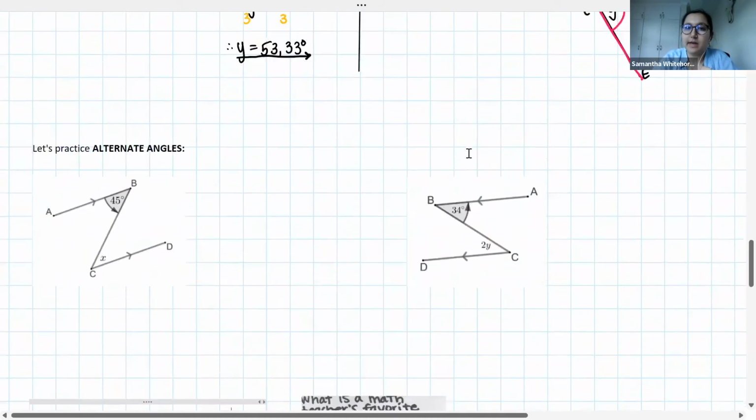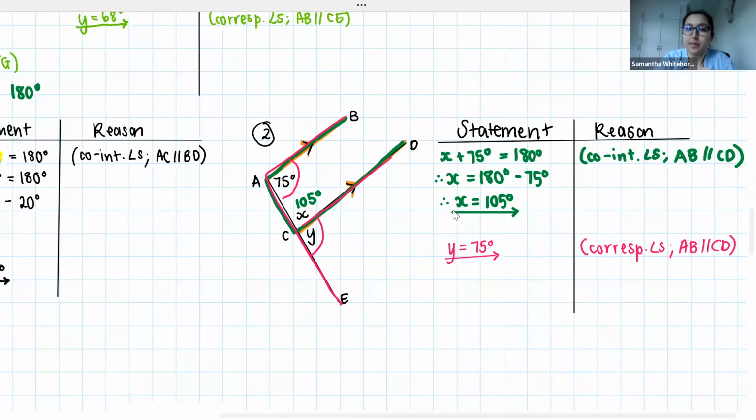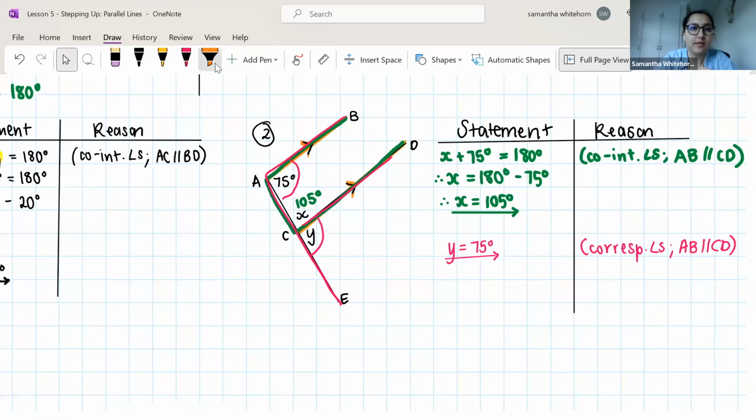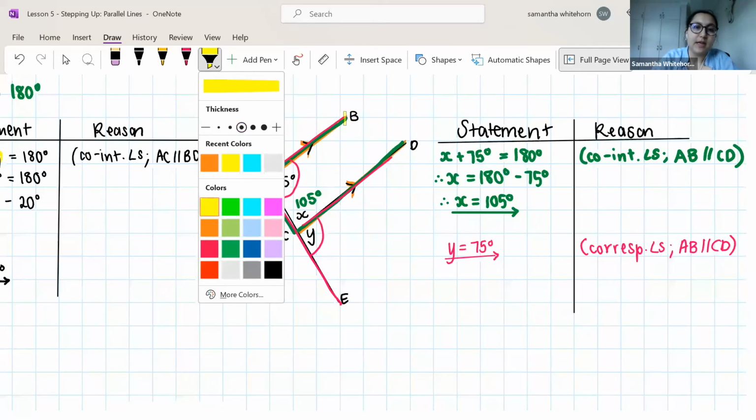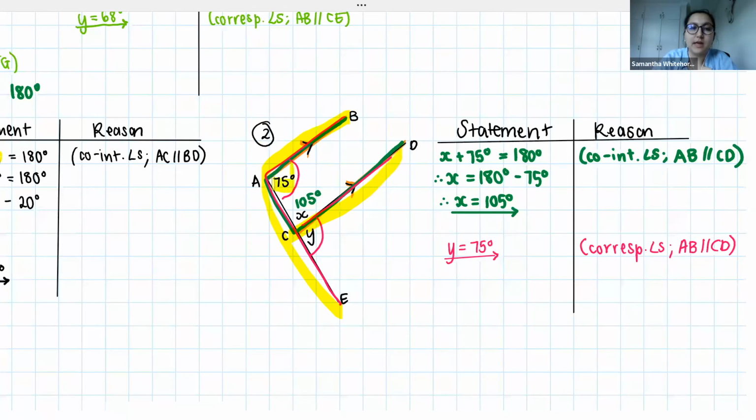Okay, Lwandle, how did I get Y? So remember what I did here was I used the F shape. So if I just grab a highlighter, that's quite clear. My F shape here is from AB down to E and then across CD. And so that means that 75 and Y are corresponding angles. So that's why for Y I've used corresponding angles. Because of that F shape, I know that Y is equal to the 75-degree angle.